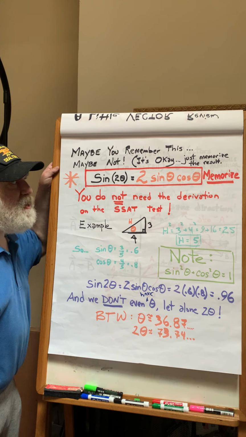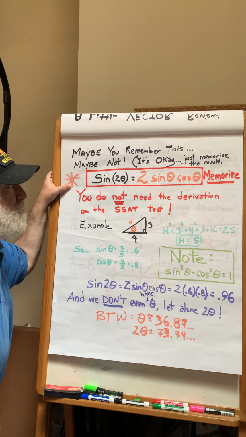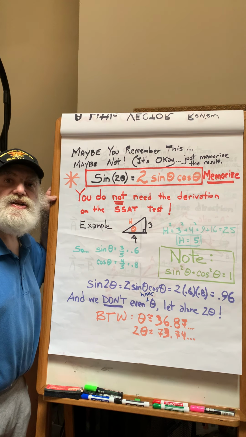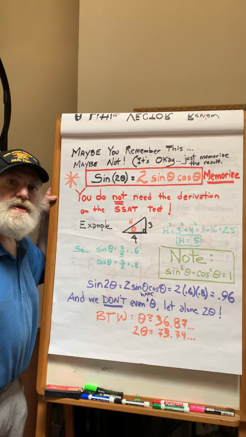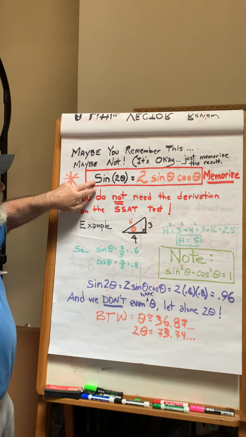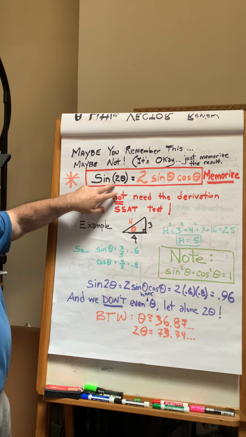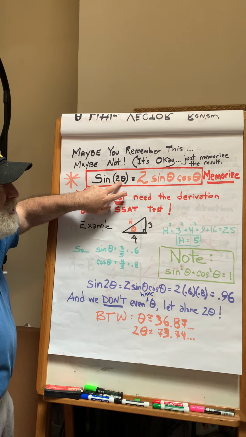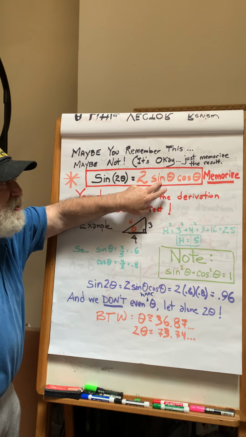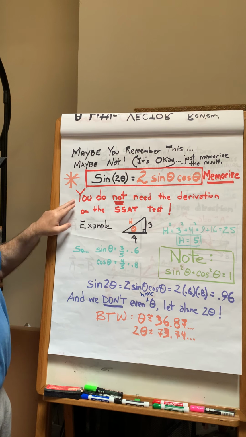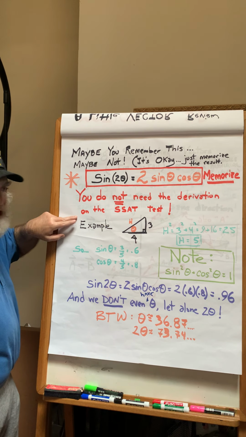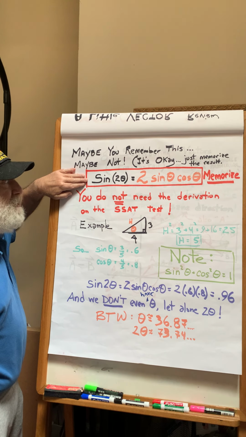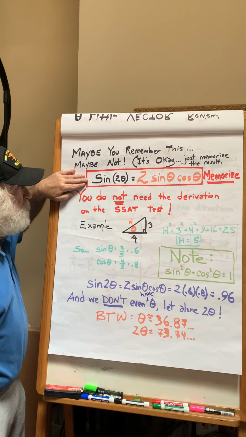Maybe you remember this, maybe not. It's okay. It's better to memorize the result because you don't have time to derive this on the test. You need to get through the problems in a minute. So the sine of 2 theta, the sine of 2 times the angle, if theta was 50 degrees, the sine of 100 degrees is 2 times the sine of 50 times the cosine of 50. You do not need the derivation on the SSAT test. So you don't need to know where this came from. It's quite a long derivation, but you don't need it.